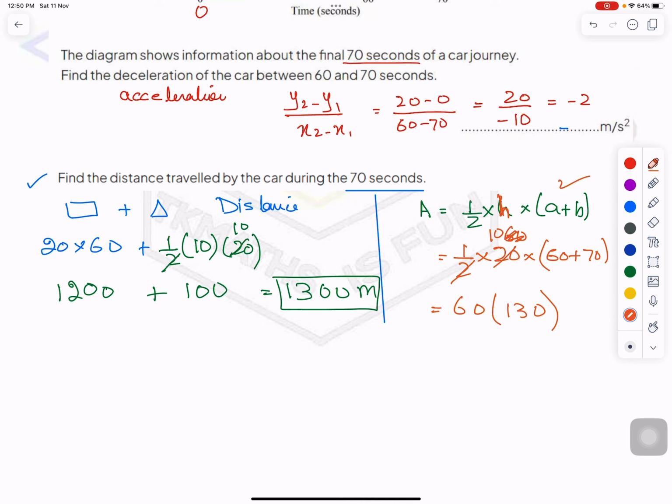Two tens are, you must be thinking what I'm doing. Human error, you know, this is called human error. Anybody can make a mistake, but you have to realize it. That is the important thing. Anyway, so it is what? 1300 meter, the distance. So in the next video, I will explain 1 or 2 more questions.